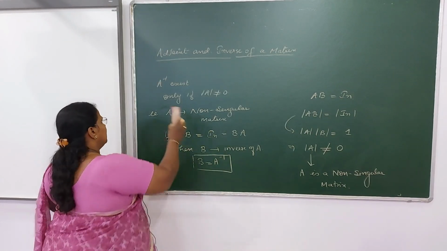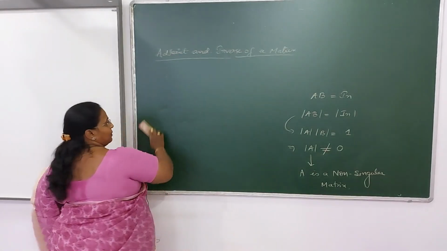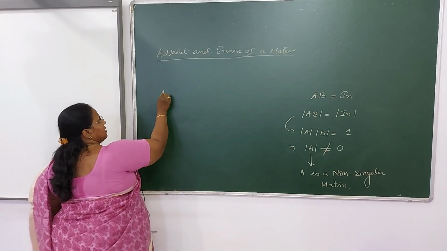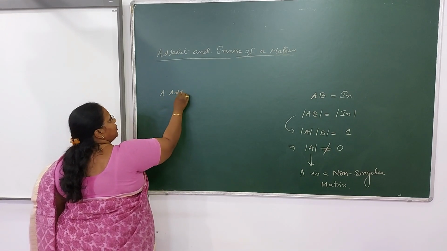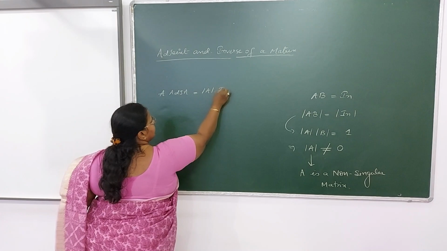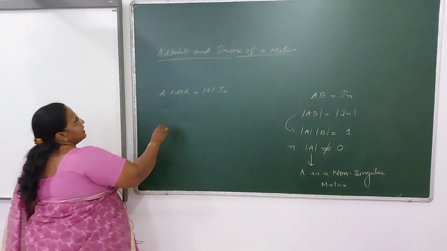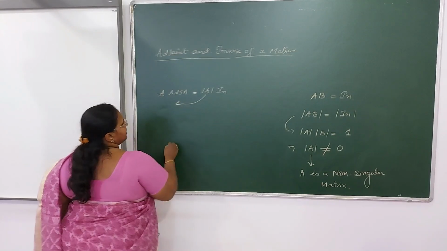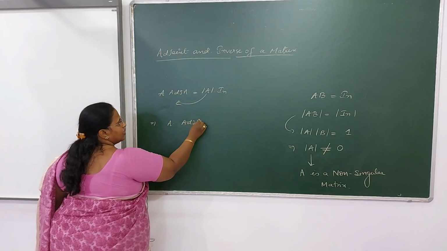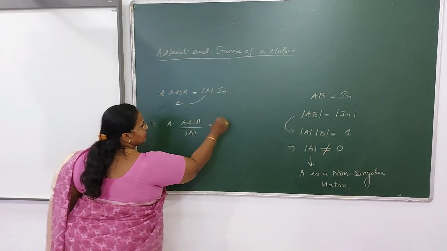Okay? So now coming back to the first property, we are going to find the formula for A inverse. The first property we have just learned, the property based on adjoint: A into adjoint of A is equal to determinant of A into In. Okay? So let us take this determinant to the denominator. It comes like A into adjoint of A divided by determinant of A is equal to In.